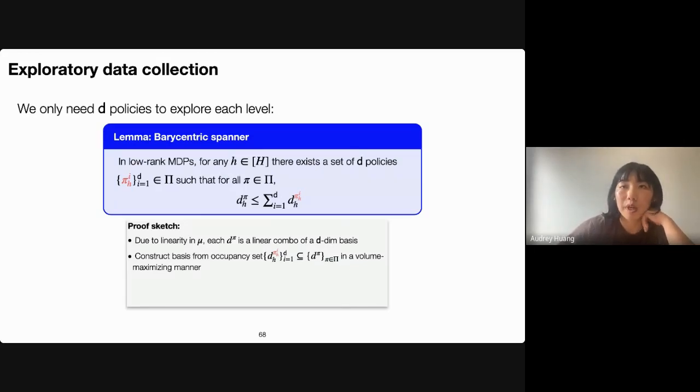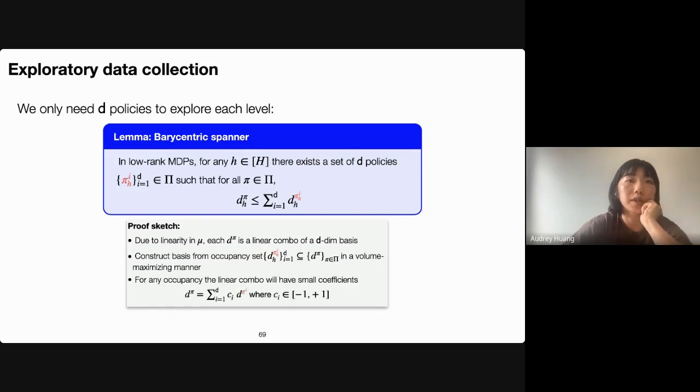So we'll do it in a volume maximizing manner, which corresponds to the policy selected for the spanner. And this basis represents some principal directions of variation for the occupancies. So from this, you can show that any d^π is a linear combination of these d basis occupancies with coefficients between -1 and +1 per the equation here, which directly leads to the lemma statement.